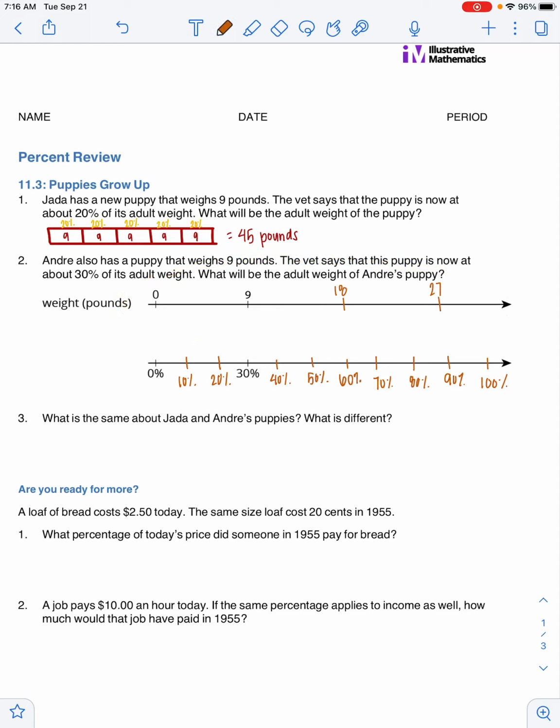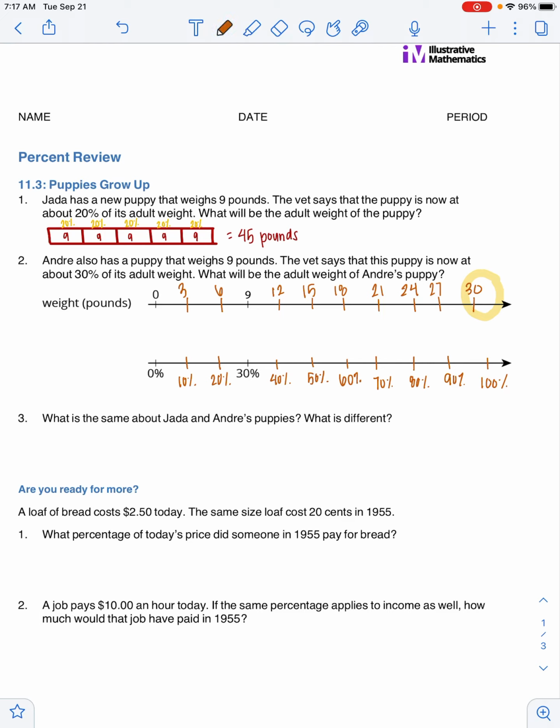So you might have noticed that we need to split each of these segments, 0 to 9, 9 to 18, and 18 to 27, into 3 equal groups. And if I split those segments of 9 into 3 equal groups, I'm now counting by 3s. And then I can easily count once more to see that 100% is 30. And the adult weight of Andre's puppy will be 30 pounds.